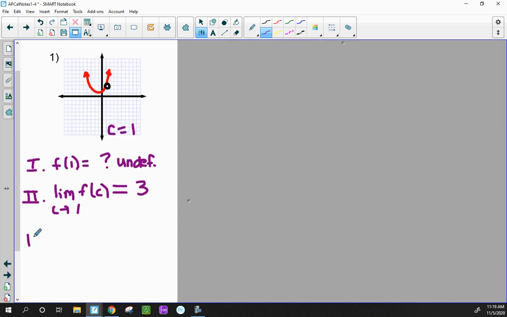And then condition 3, based on my notes, you have to tell me, is f of 1, or f of c, in my case 1, the same answer as the limit of f of c as c approaches 1. And we can tell when condition 1 and condition 2 are different answers, and obviously these are, then it is not true. And so because we've gone through the 3 conditions, that's the reason we can say this is not continuous.